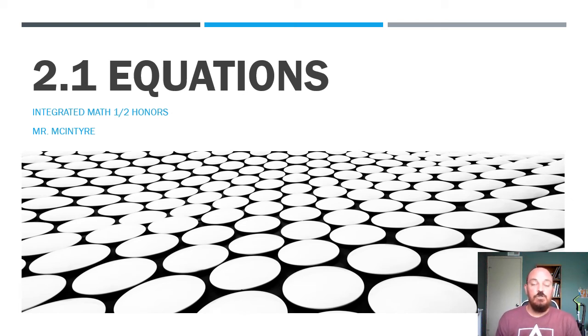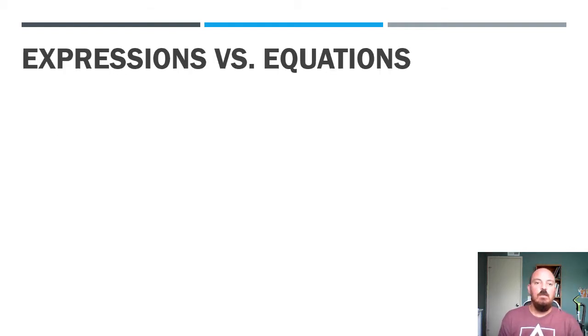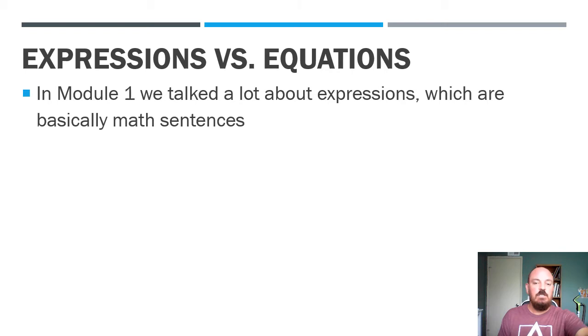Today we're going to start Module 2, and we're going to talk about equations. Now, since Module 1 was all about expressions, let's start by talking about the difference between the two things. It's easy to get these two things confused because they're very similar. Even the words themselves are both kind of long. They start with E, we get them confused, or maybe you think they're the same thing. So let's make sure we really understand the difference.